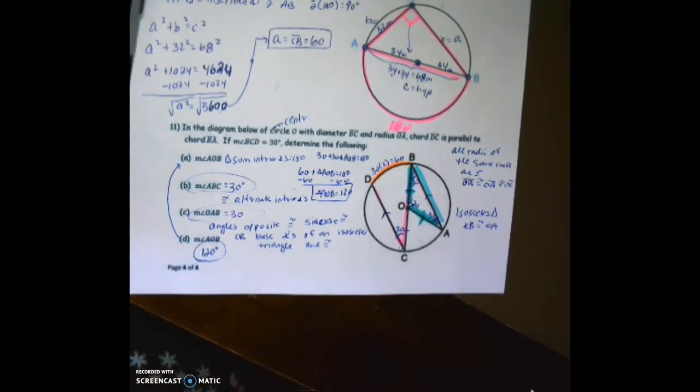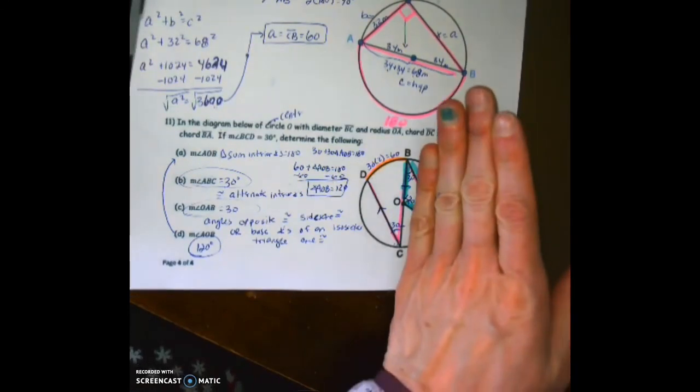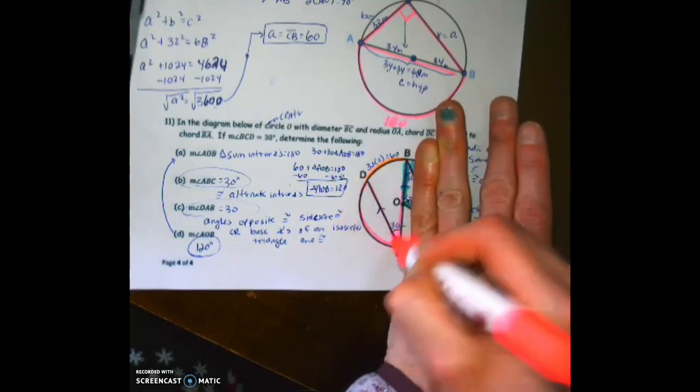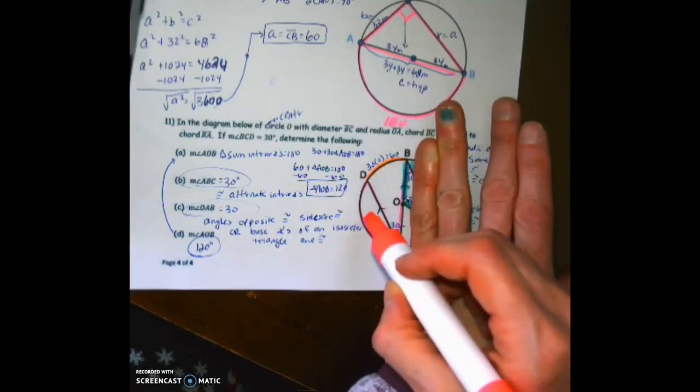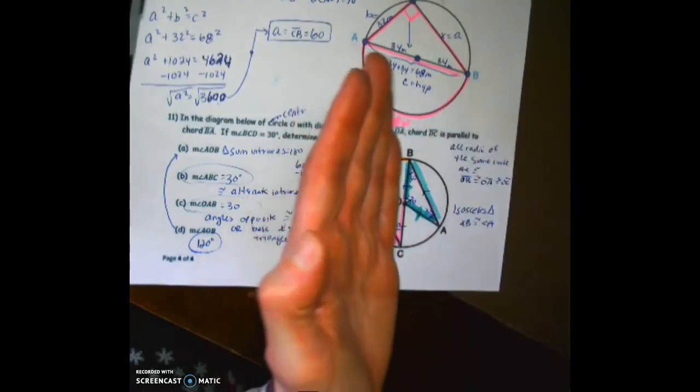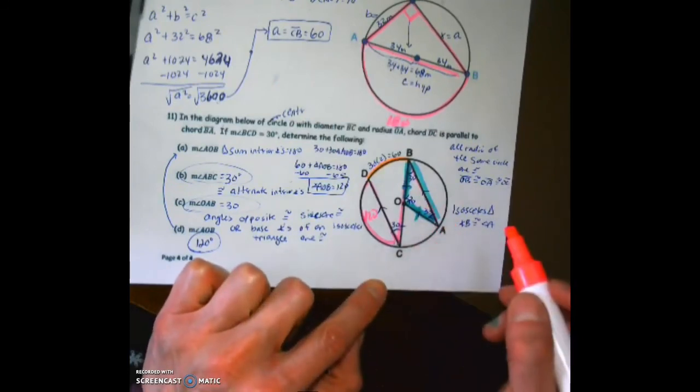So you guys are doing a fantastic job. I just want to show you, some of you I know went ahead and did things a little bit differently. You could have also found some of these angles. You could have found the rest of this arc over here by doing 180 minus 60. That would have given you 120. A lot of different ways that you guys can do this stuff.